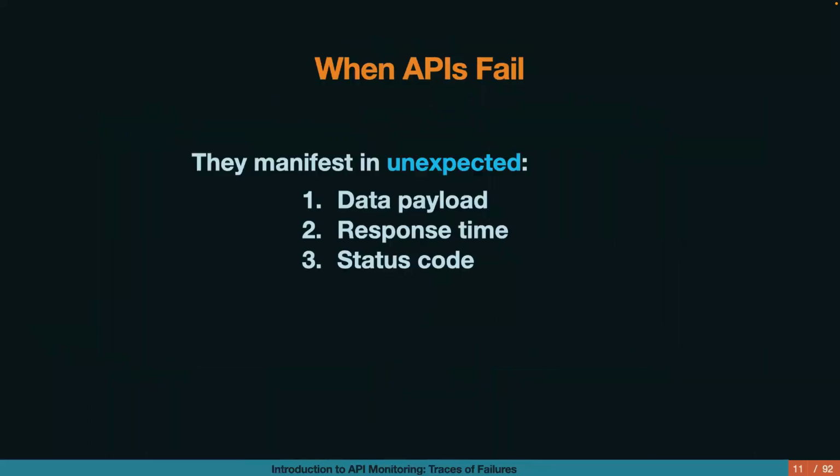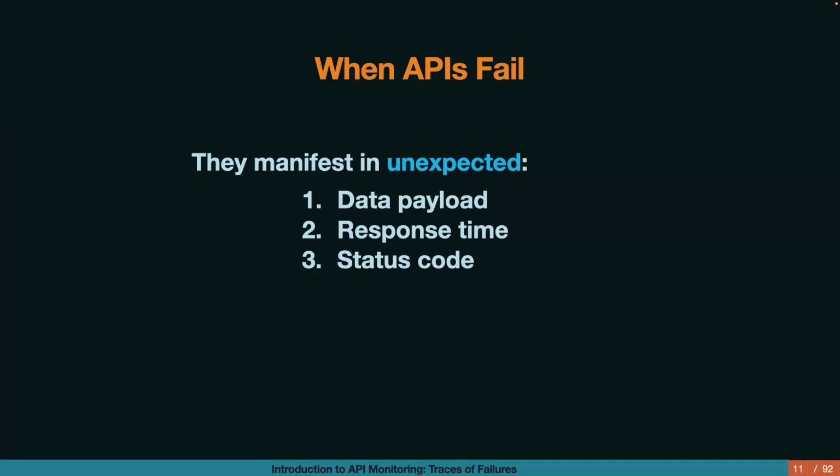Fortunately, API failures can be traced. And when APIs fail, their failures manifest really in just a few different ways. Maybe, like we just saw with Uber Eats, the data payload sent back in the API's response is something unexpected. Or maybe the failure shows up as an unacceptable response time. Say you need a response back in under 400 milliseconds, but it's taking 3 times that. Or maybe the HTTP status code is wrong. If you need a status code of 200 OK, and you're getting back 500 internal server error, something's probably wrong.